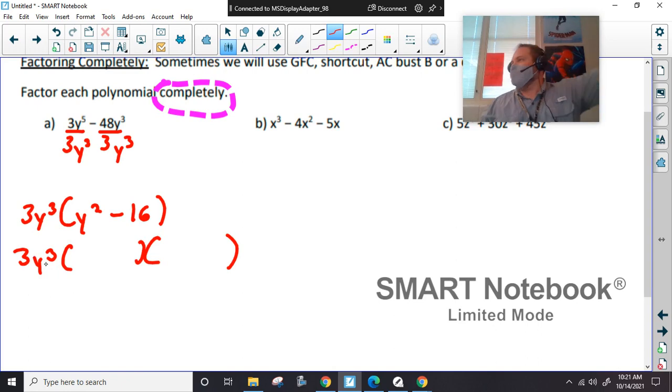No, we just leave the 3y outside. So, what is the square root of y squared? Plus goes here, minus goes here. What's the square root of 16?